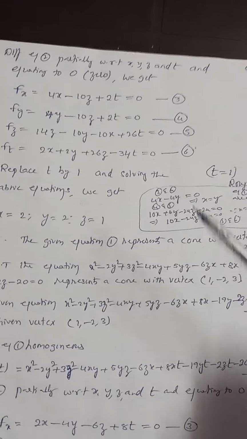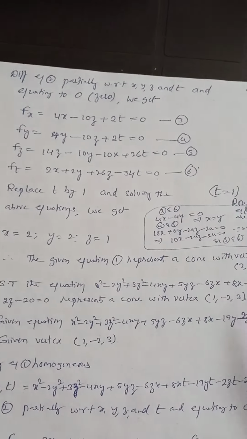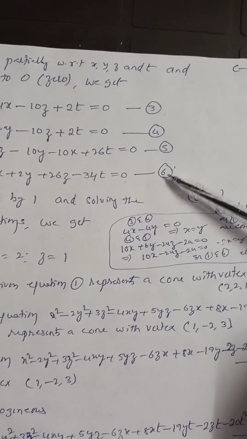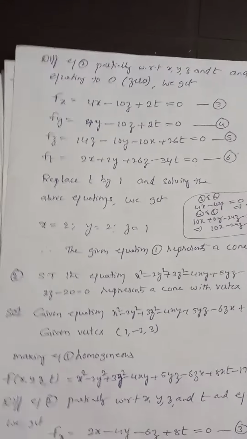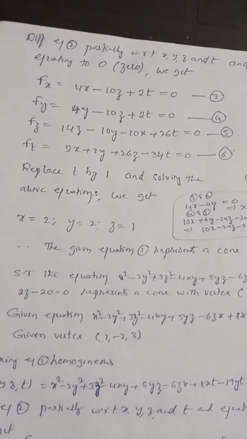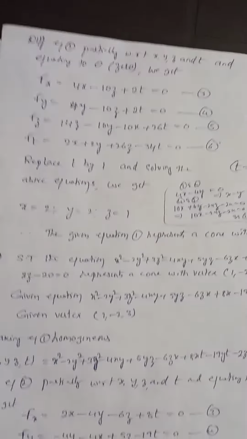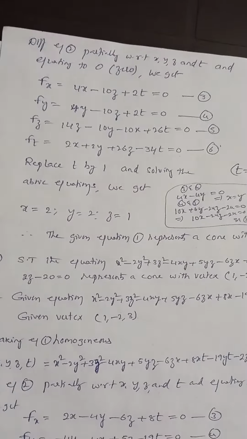Now this point satisfies equation 1 and equation 6, right? Now this point satisfies those equations. After getting these values, simply we have to write that the given second degree equation represents a cone with the vertex 2, 2, 1.